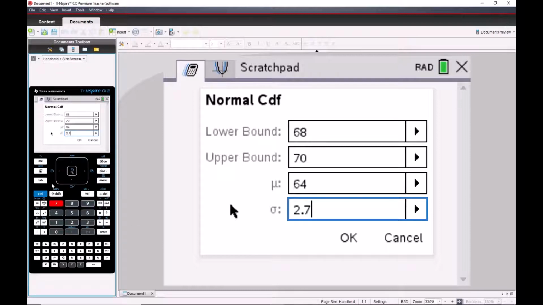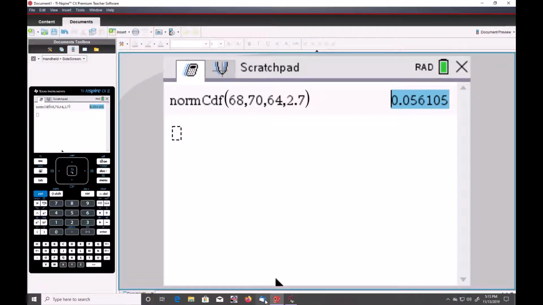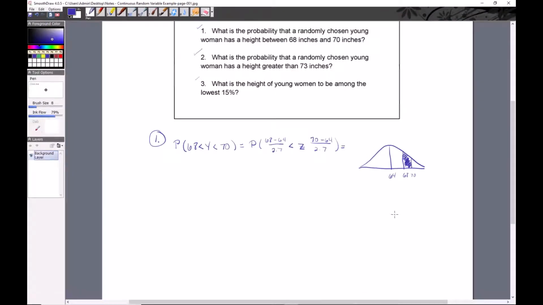And now when I hit OK, it's going to do all of the standardizing for me and give me a probability, a p-value. So hit OK, and that is it, right? 0.0561, and that's your answer, right? So let's go back to here. So this equals 0.0561. That's it. Right? You don't need to go to any great lengths. You don't need to do any more calculations. AP people think this is just fine.